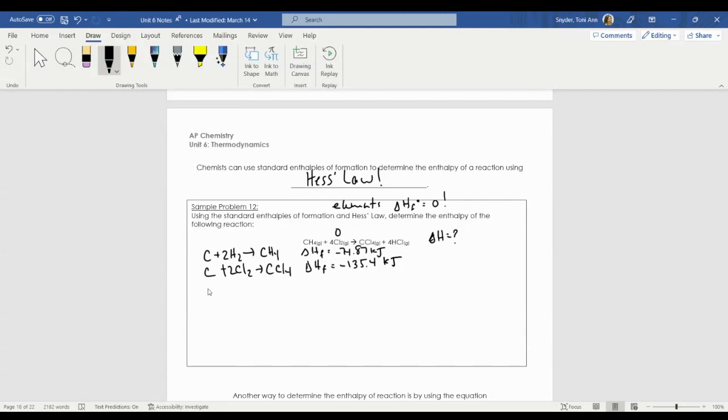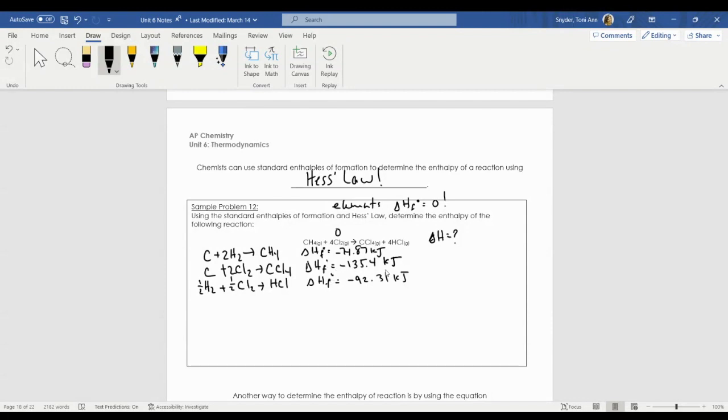So this one's a little interesting. Now, normally you'll be given these equations, so I'm sorry that you might not have them already. But here's this next reaction. So 1/2 hydrogen plus 1/2 chlorine gives me hydrochloric acid. And the delta H of formation is going to be negative 92.31 kilojoules.